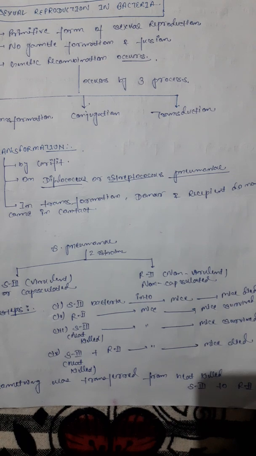Later on, three scientists, Avery, MacLeod and McCarty, repeated this experiment using various enzymes, and they proved that the transformation principle was DNA. And they also proved that DNA is the genetic material.